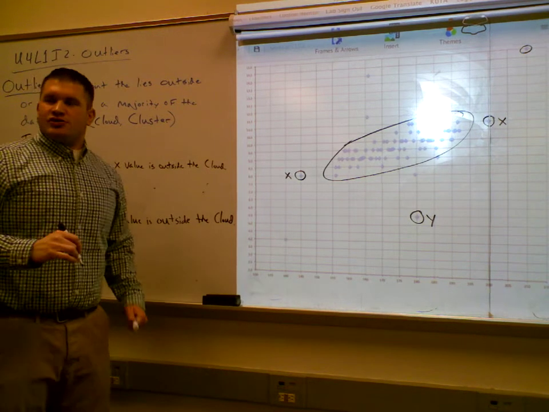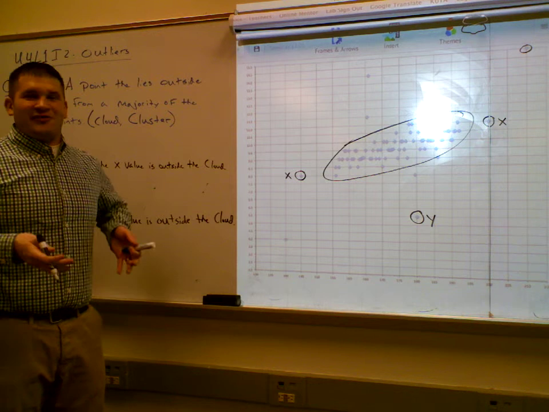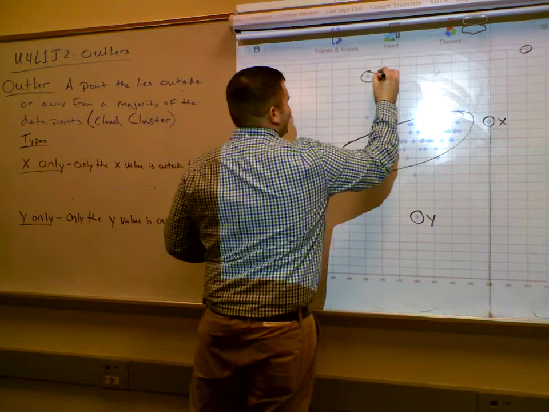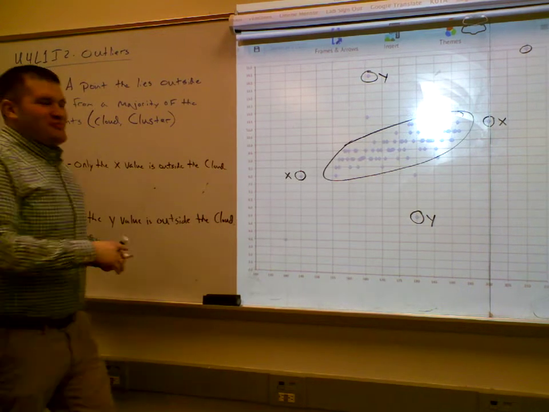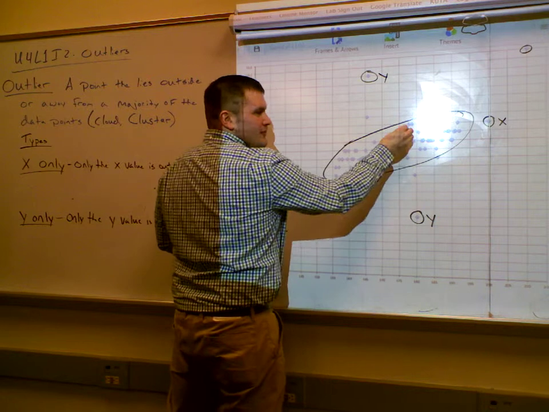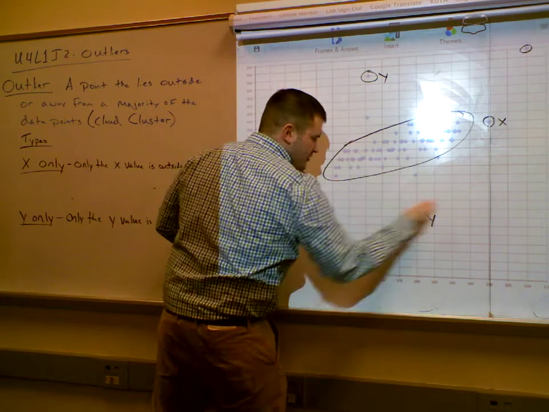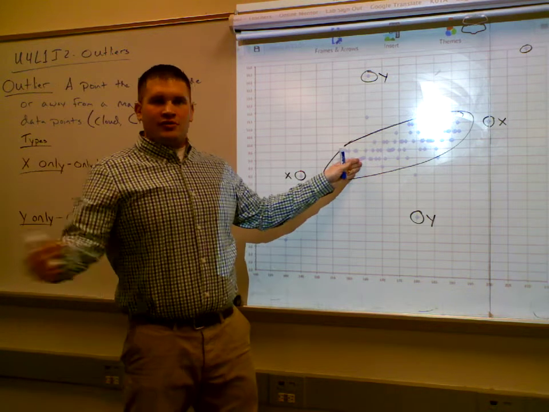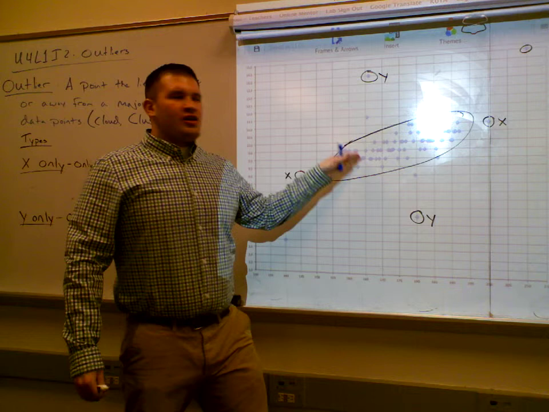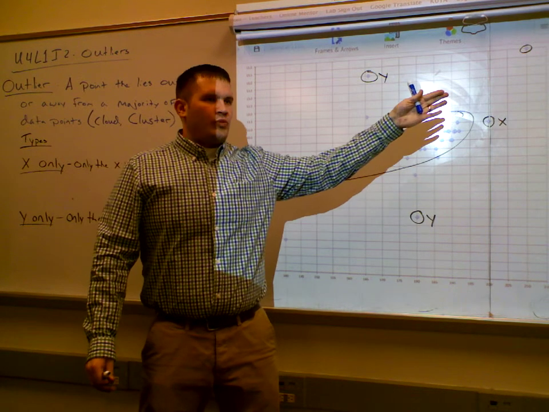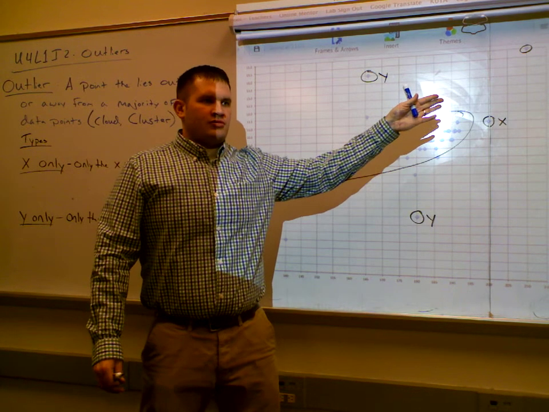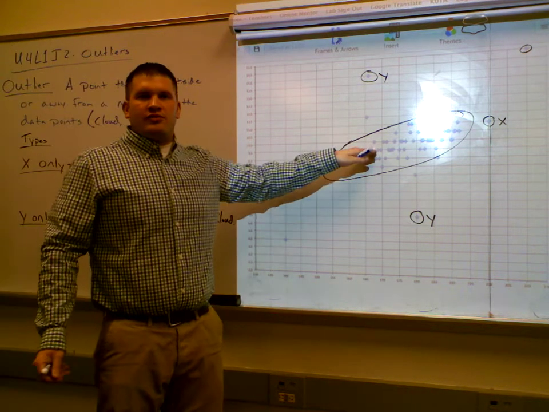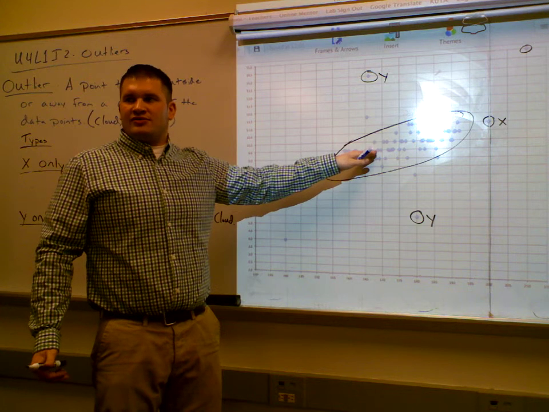Are there any other Y-only outliers? That one. Okay, that one's also a Y-only outlier. Because if I were to move this point up, it'd be in the cluster. If I move it left and right all I want, never will it be inside the cluster. If I move this one down, it'll be in the cloud, right? Moving it left and right, it won't be in there. When I move it down, it will. So it's a Y-only outlier. The Y value is what's pulling it away from the cloud. Okay, does that make sense?